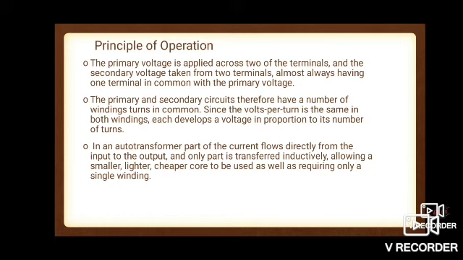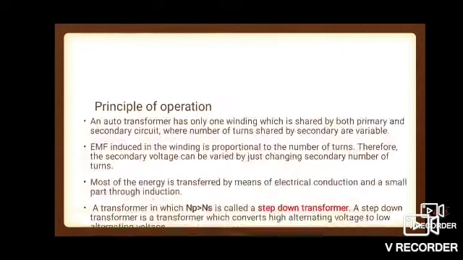Since the volts per turn is the same in both windings, each develops a voltage in proportion to its number of turns. In an auto transformer, part of the current flows directly from the input to the output and only part is transferred inductively, allowing a smaller, lighter, cheaper core to be used as well as requiring only a single winding.